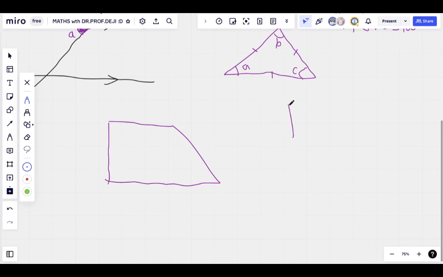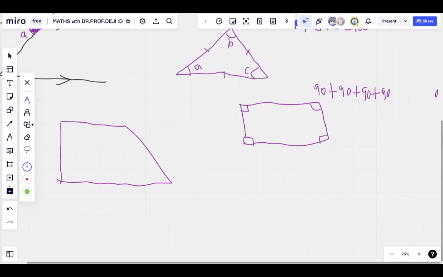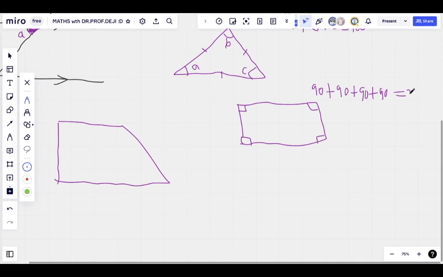If I have a rectangle, it's a quadrilateral as well. For a rectangle, all the angles will be 90 degrees. Here 90, here 90, here 90, here 90. If you add them all together, you get 360 degrees. So 90 plus 90 plus 90 plus 90 will give you 360. That is 90 in four places. 9 times 4 is 36, which makes it 360. All together it is equal to 360 degrees.